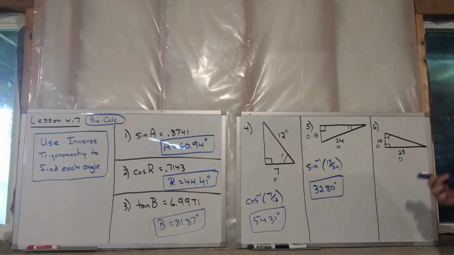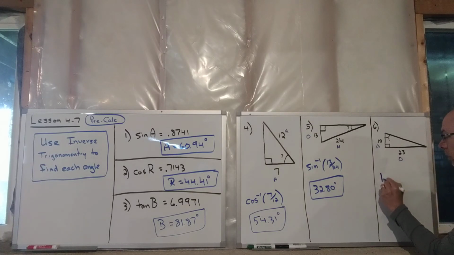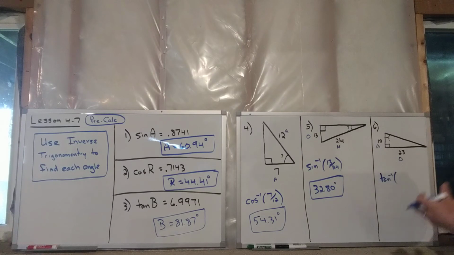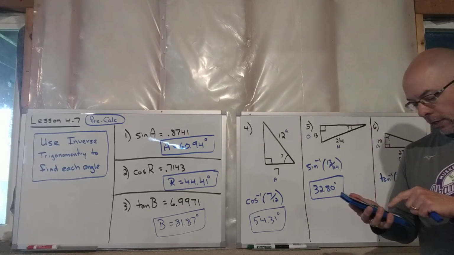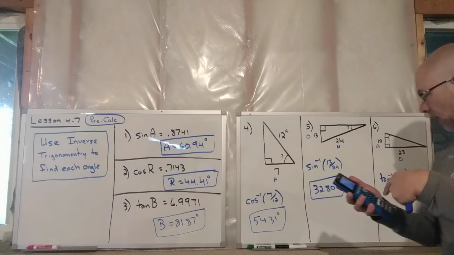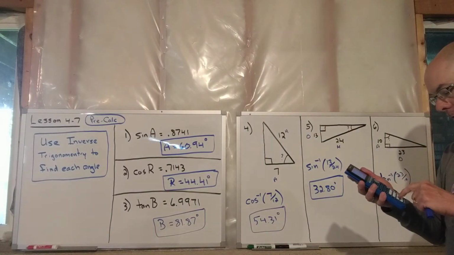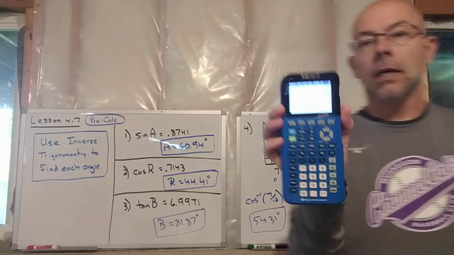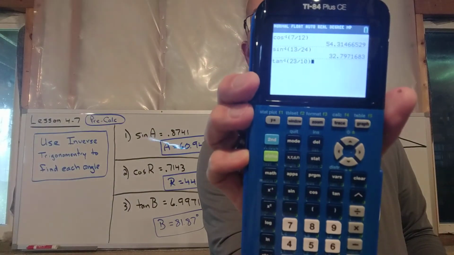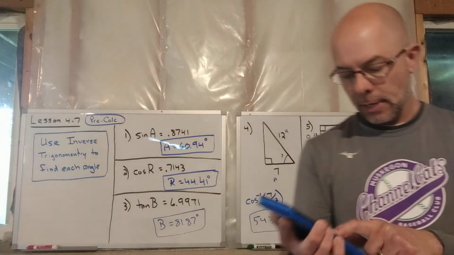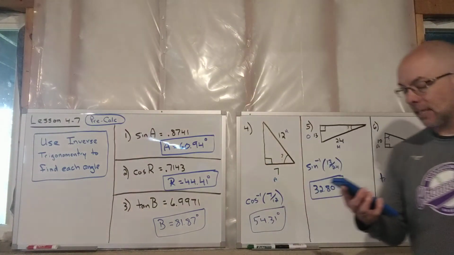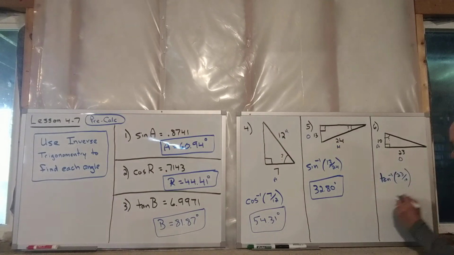This is an adjacent, opposite, opposite, adjacent situation. That's tangent. So inverse tangent of opposite over adjacent. 23 over 10. So we'll do inverse tangent, second tangent, 23 over 10. Again, just so you can see the third line, that's what it'll look like. Enter. 66.50 degrees.